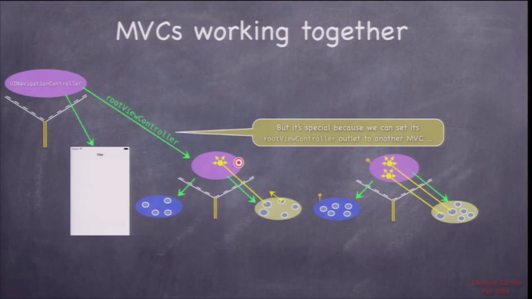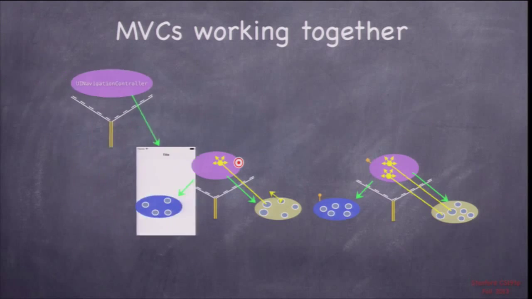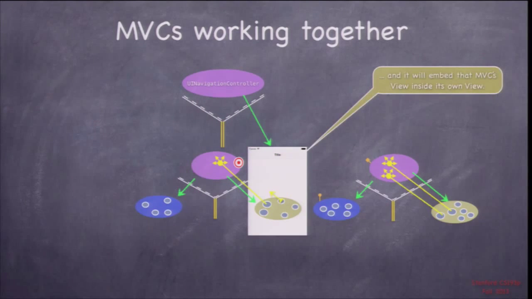And it includes a root view controller, which is a special outlet that points to the controller of the MVC that's going to appear in the navigation controller when it starts up. It's the root view controller. Okay? So when you set that to be this MVC, the navigation controller is going to look like this. It's going to put the view of that root view controller's MVC embedded inside of its view. Right? Everyone understand that?